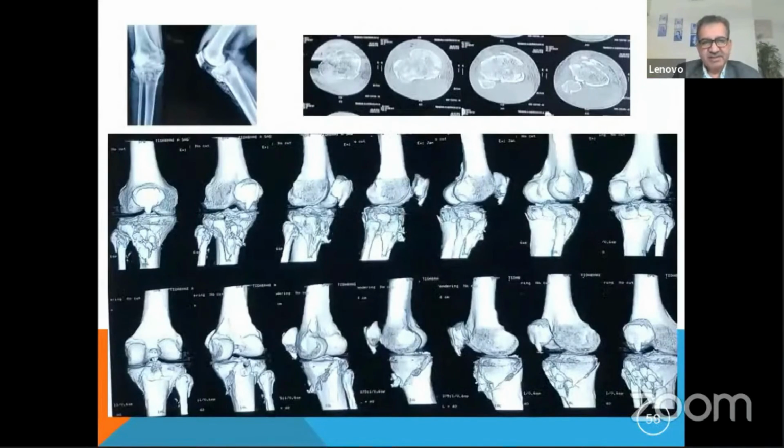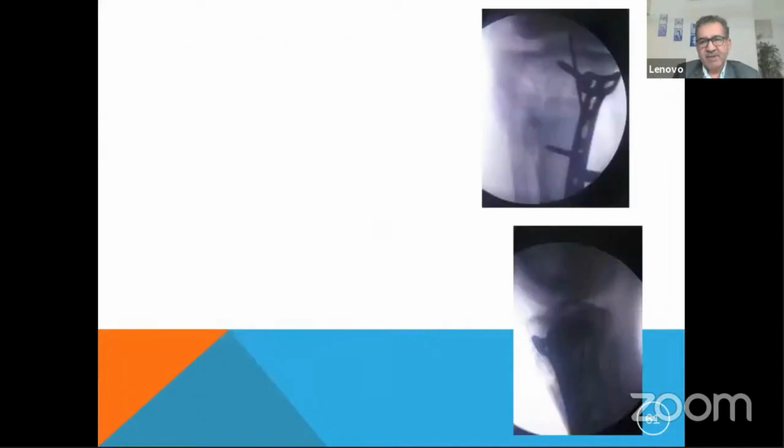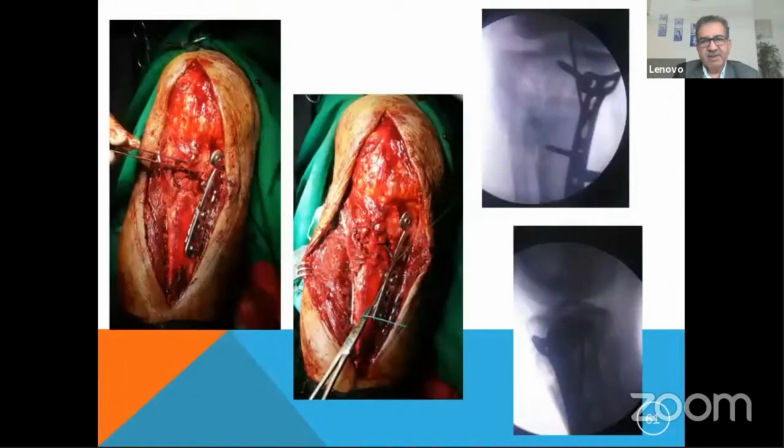This is my case. This is a hyperextension injury, and you can see that everything is in front. There is nothing posteriorly. Here the patellar tendon was also torn, but there is a lot of ecchymosis around the infrapatellar region and tense skin. So a temporary external fixator is always the best option. So we waited for 10 days, and then we went for a midline approach. And this is how we approached it.